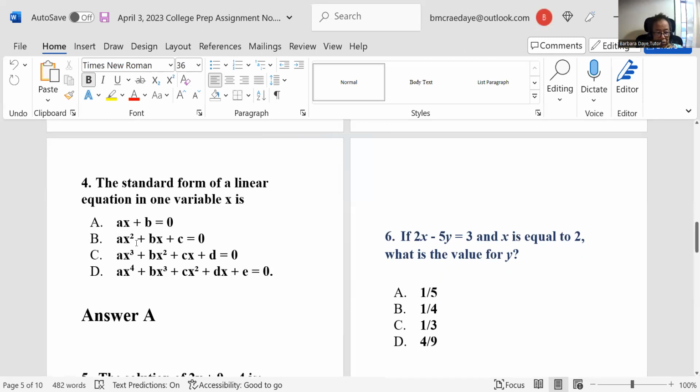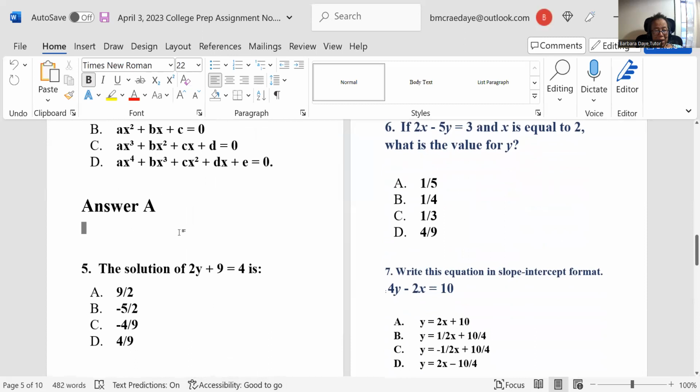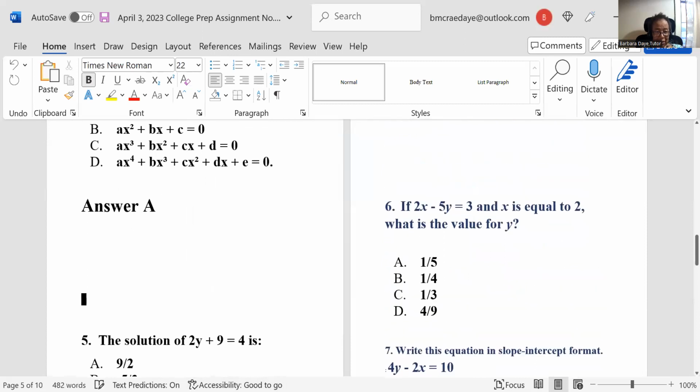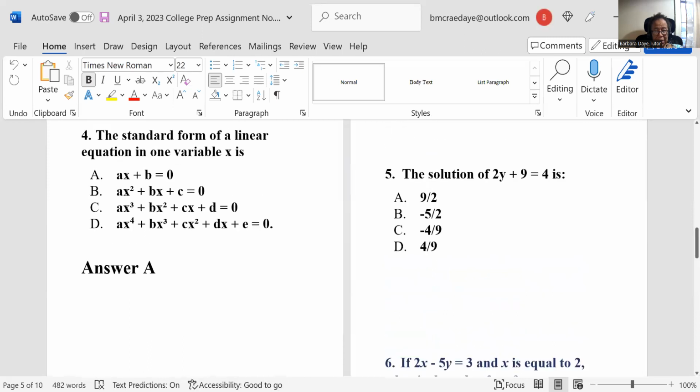Okay. So that's how you could eliminate B, C, and D, like Mercedes said, because if the power is higher than 1, it cannot be linear. So B, C, and D cannot be linear. So it can only be A. Got it? Okay. So let's look at number 5, and I'll put this all on the next screen. The solution of 2y plus 9 equals 4 is. Now, I want you to solve for y.